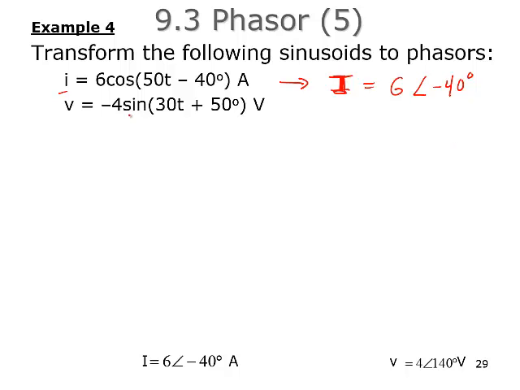And when you have a sine, you can subtract 90 to get that to a cosine, and then add 180 to flip the sign of that thing. So V is going to be 4 angle 140, because I subtracted 90, then I added 180, so I added 90 to get 140 degrees.